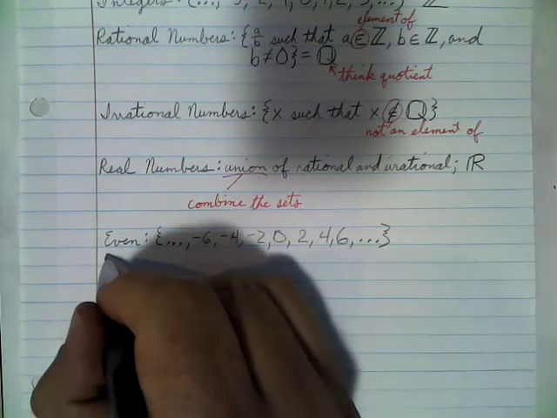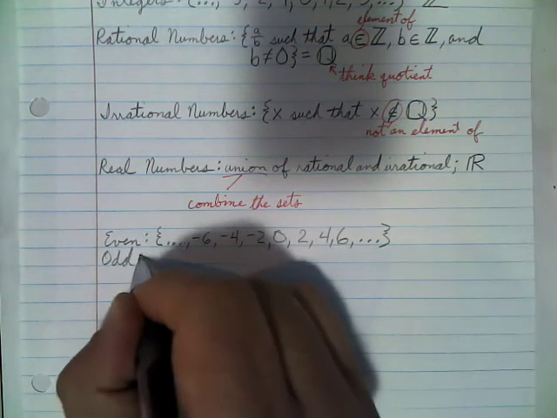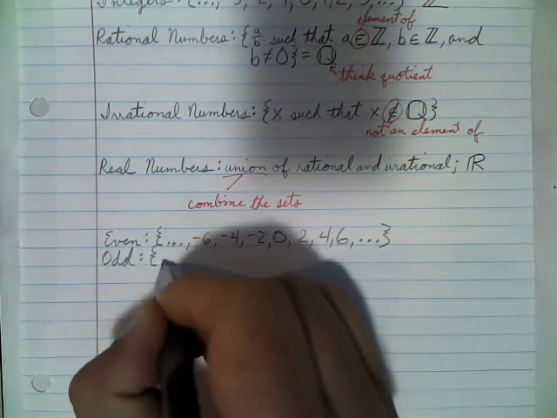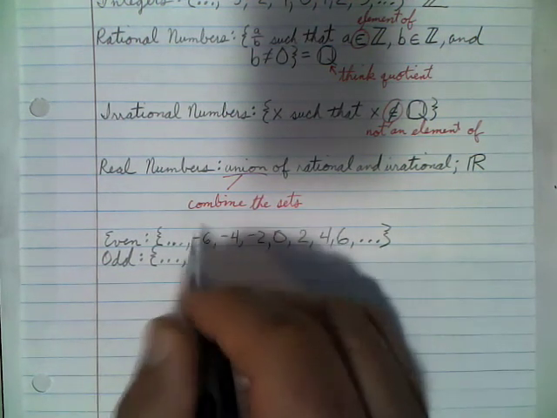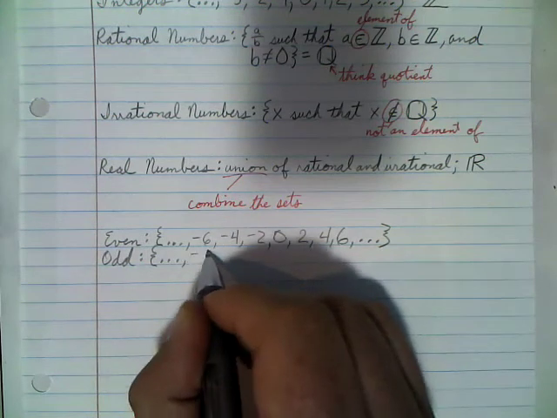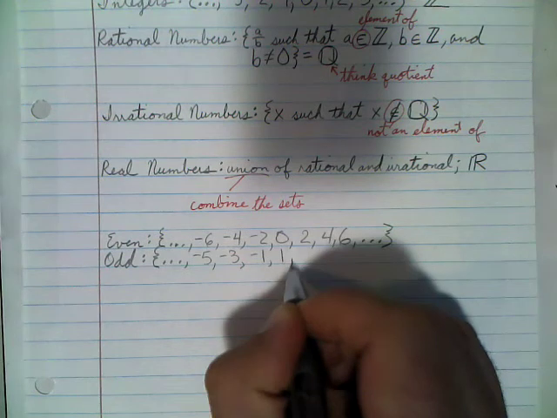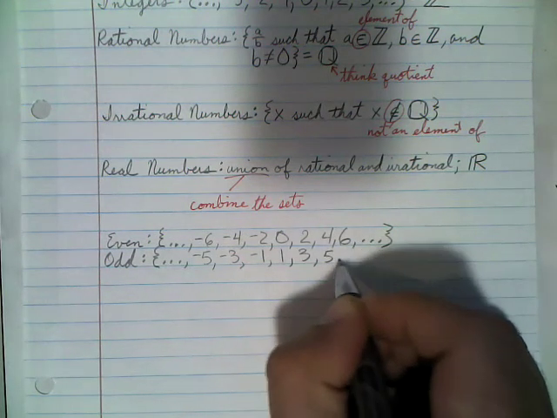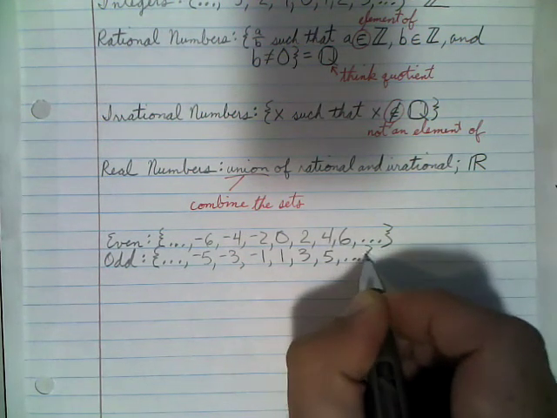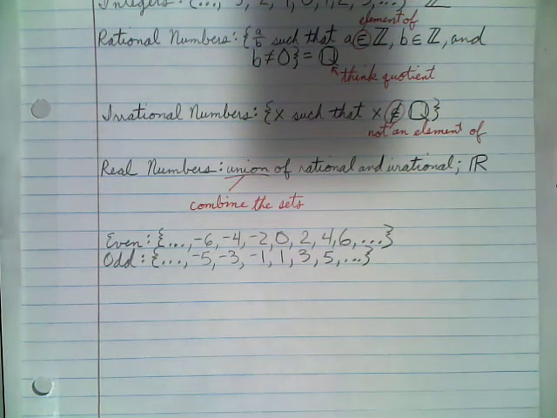Well, if we have a set of even numbers, how about a set of odd numbers? So likewise, they go forever towards the negatives, but then -5, -3, -1, then +1, +3, +5, and on and on and on. And there are so many others out there.